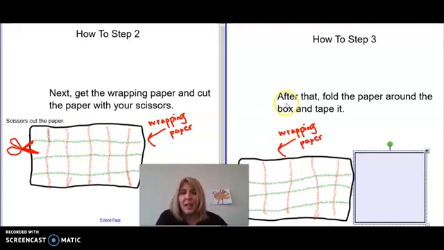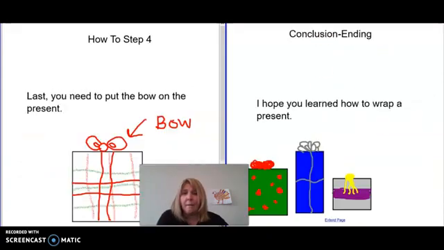The next part says, after that, fold the paper around the box and tape it. So here's my picture of my box and my paper. And look, I even have how-to step 3. So I'm numbering it too. Last, you need to put the bow on the present. I use that really important ending word, last, and I have another picture with a label explaining it, and that was my step 4.